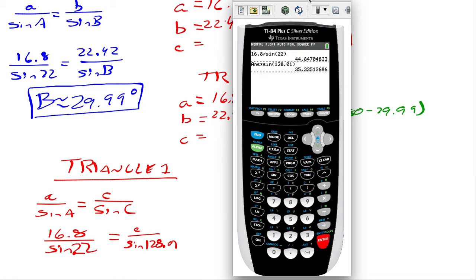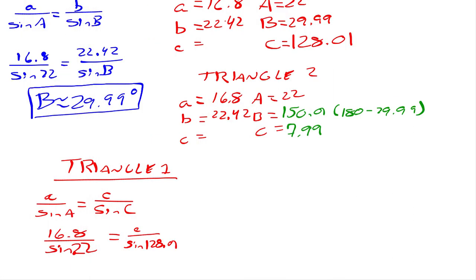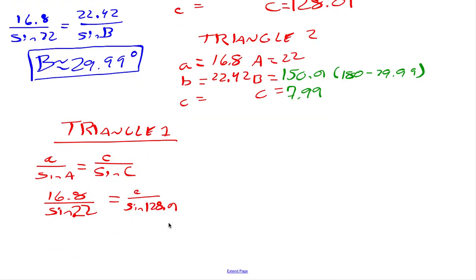And I get this value, 35.34. So we get that C is about equal to 35.34. So that's what we could have here, 35.34.